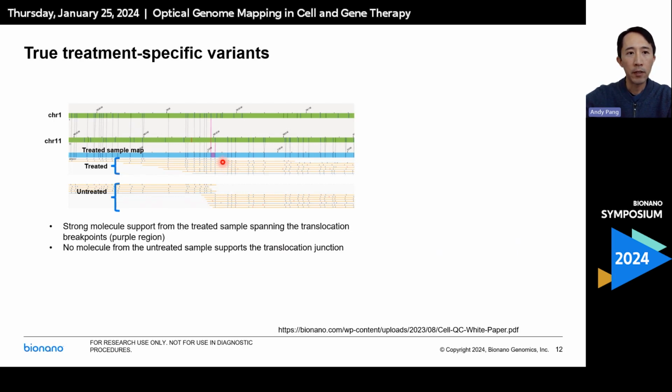Finally, I want to show you a true treatment-specific event. This map here calls a translocation between chromosome 1 and 11. It has nice, strong alignment, good molecule support, and importantly, there are no control molecules that support the translocation structure, no molecules that can span across the junction.